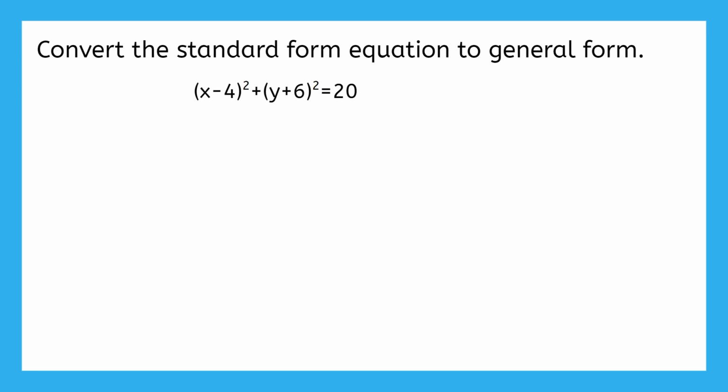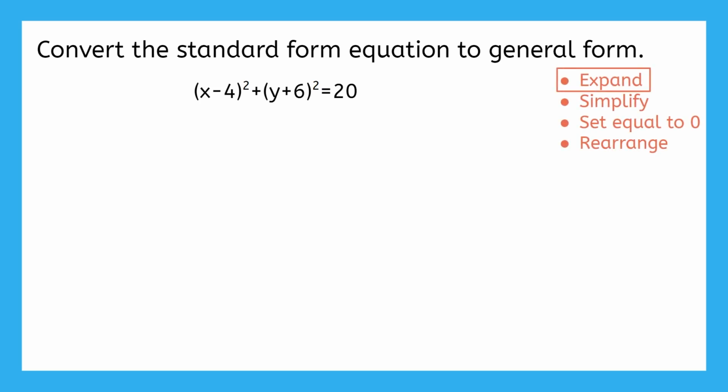In order to write this equation in general form, we need to expand this as much as possible. So let's start there. What is x minus 4 squared actually telling us to do in terms of operations? Since this binomial is being squared, it means we need to multiply x minus 4 times itself, which looks like x minus 4 times x minus 4. Using this as an example, what will y plus 6 squared look like? Exactly. This means y plus 6 times y plus 6. We can't expand anything else, so let's just bring down the equals 20.